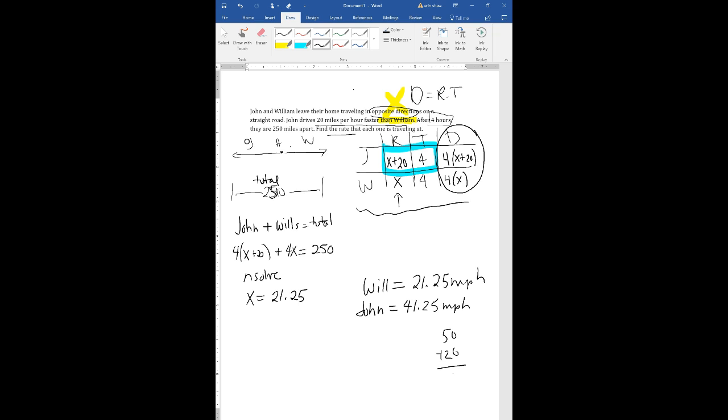I'm looking for a total. But what you need to understand is that when you're doing this, this is my time times my rate, and this is my time times my rate. Your time times your rate is your distance. Adding the distance that John traveled and the distance that Will traveled gives me my total distance traveled.